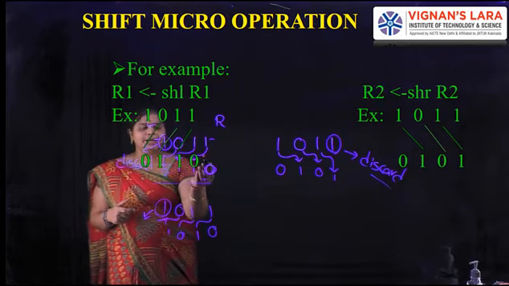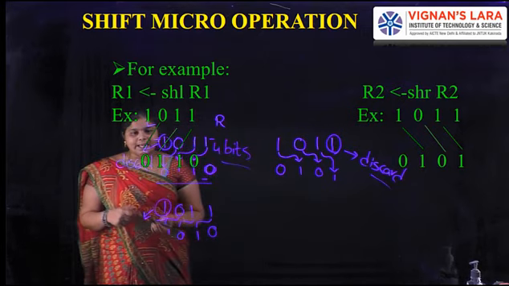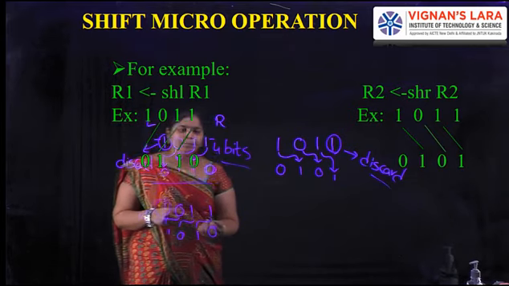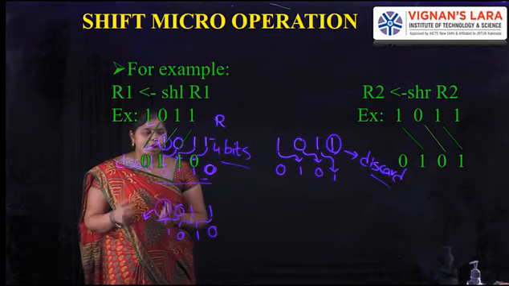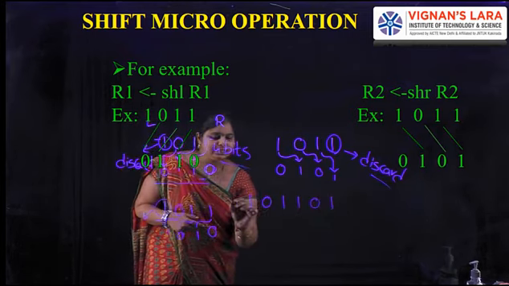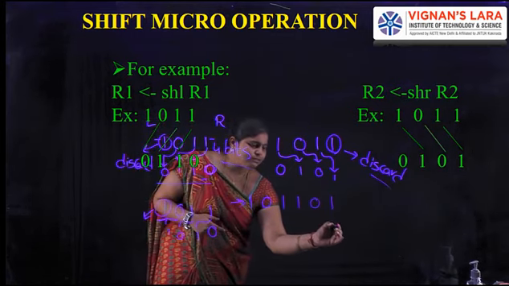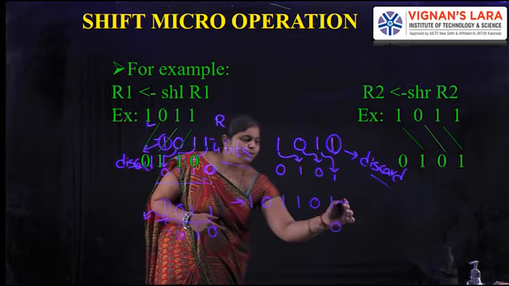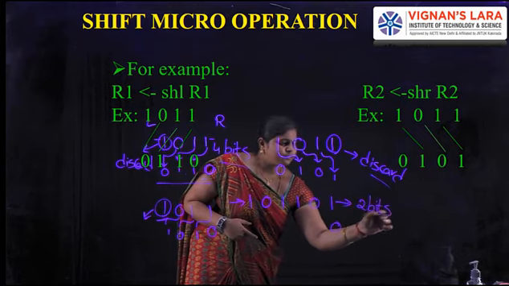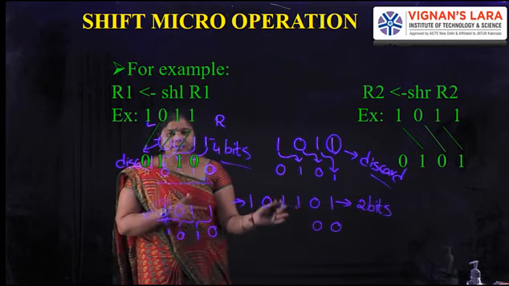Here we take only a 4-bit register. Next we can take a 6-bit, 8-bit or 16-bit register. For example, take a 6-bit register 001101. This is the operation for shift left. Shift left by 2 bits means we place zeros in the right part for 2 bits. We shift it by 2 bits.